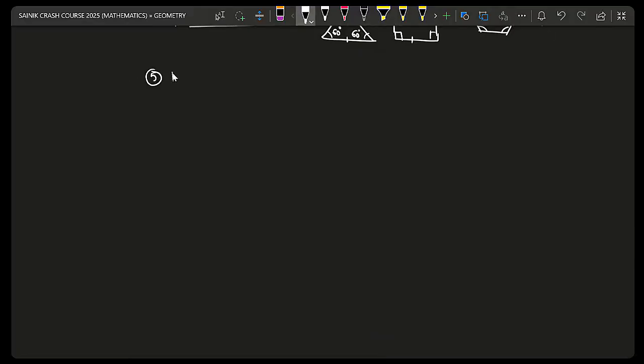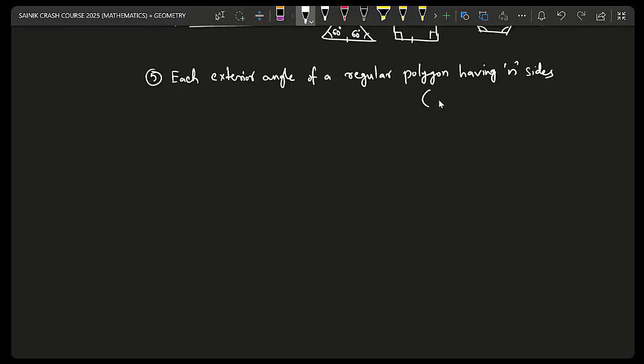That is, each exterior angle of a regular polygon having N sides. You know, there is a short form to call this, that is also called an n-gon. A polygon having N sides, in short we call an n-gon.